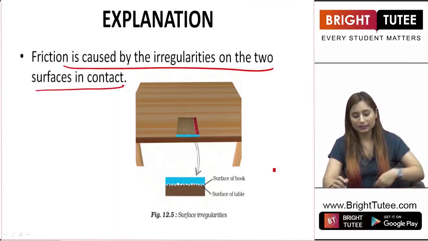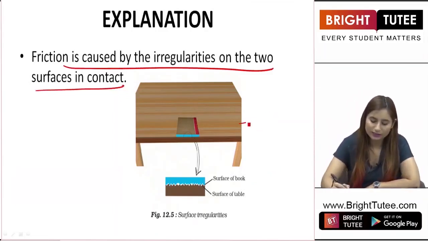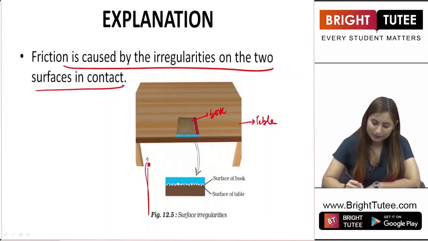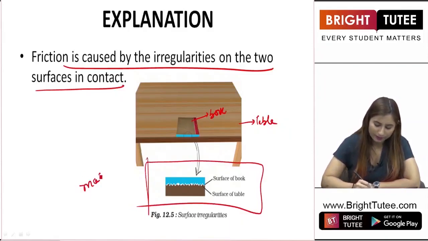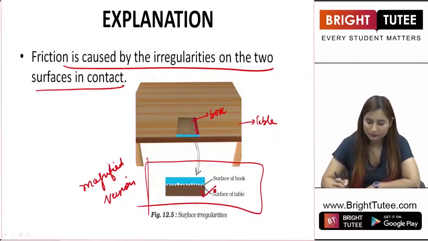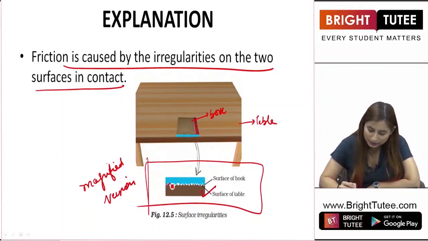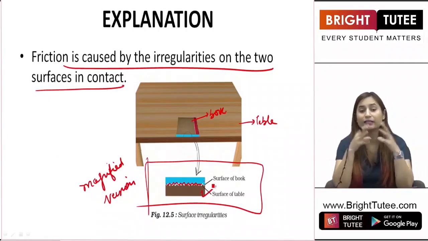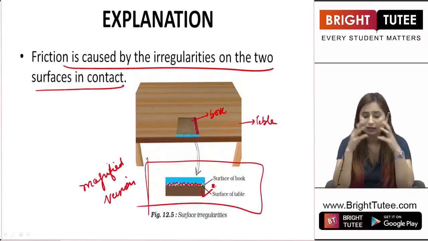For example, there is a picture in front of you in which there is a table and there is a book. It has been kept on the table. Now if we look at the magnified version, this is the magnified version of the contact of their surfaces. This is the surface of the book and this is the surface of the table. You see that there are irregularities. Now when these irregularities come in contact, they lock themselves. As I told you earlier as well, these surfaces lock into each other and hence the motion is stopped.